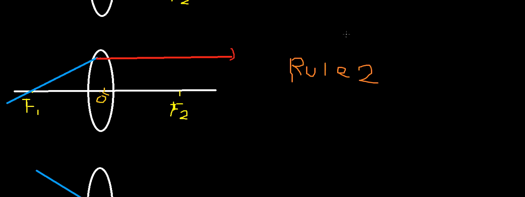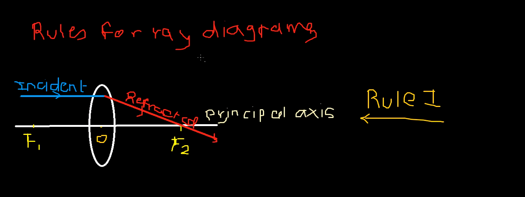So this was rule 3. This is my incident ray, this is my refracted ray. So it has not changed as it is passing through the optical center. So these were the 3 rules that are necessary to take into consideration for drawing ray diagrams.